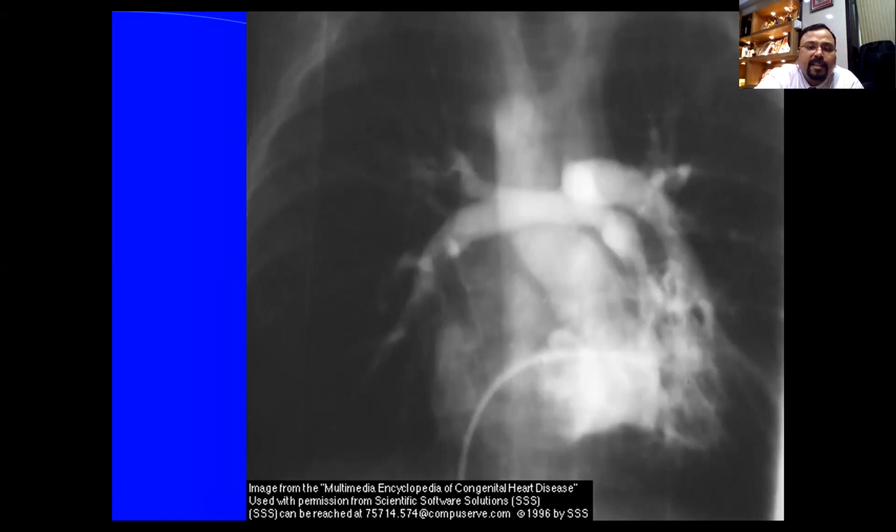You can see VSD here. This is VSD. So on your left side, this is the dilated aorta. On your right side is the pulmonary artery, which is bifurcating.